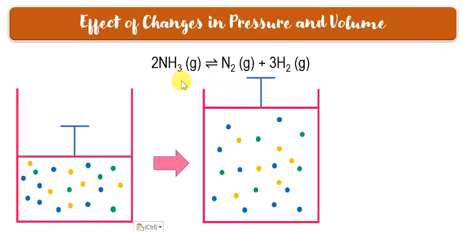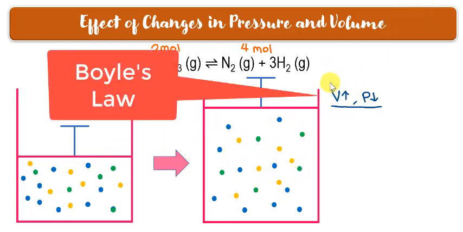The first situation is the reactions in which the number of moles of gases changes. In this reaction, there are 2 moles of ammonia, which is the reactant, and 4 moles of nitrogen and hydrogen for the products. Suppose these 3 gases are in a piston, and we pull up the piston to double the volume, the gas pressure will decrease. So, increasing the volume of the vessel will decrease the pressure of the gas.